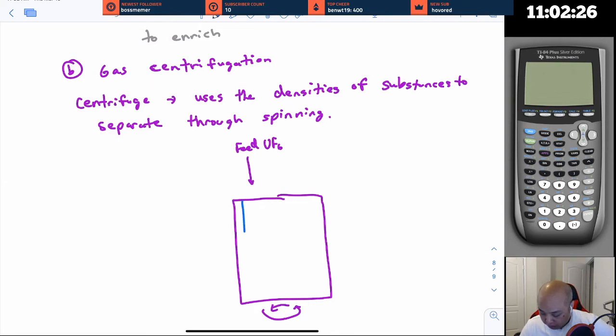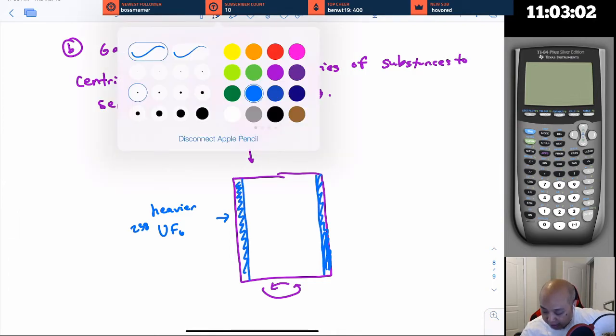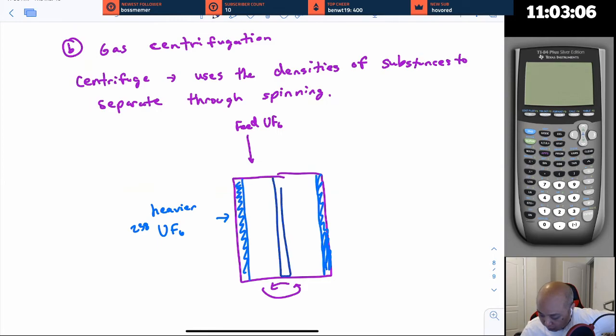Which species will be pushed to the outside of the container? Which ones, as you spin, will be pushed further out? Those are the heavier ones. Sorry, I probably should give y'all a chance to answer that, but the heavier ones, okay? And so this is pushed out. The 238s are heavier, pushed out to the outside. And the U235 stays in the center. And then we can extract that from there.